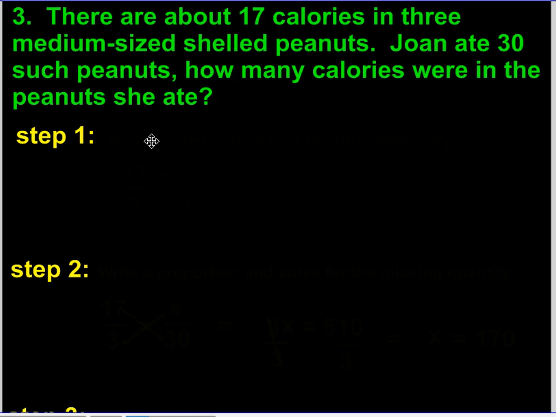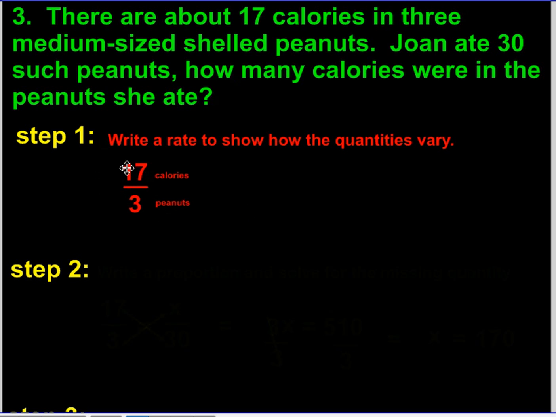For step 1, we need to write a rate to show how the quantities vary. And that's generally going to be this first sentence up here. Usually it's stated as a "there are." So we have 17 calories in every 3 medium shelled peanuts. And we want to take those two pieces of information and put them as an equation. And we can set that up like that.